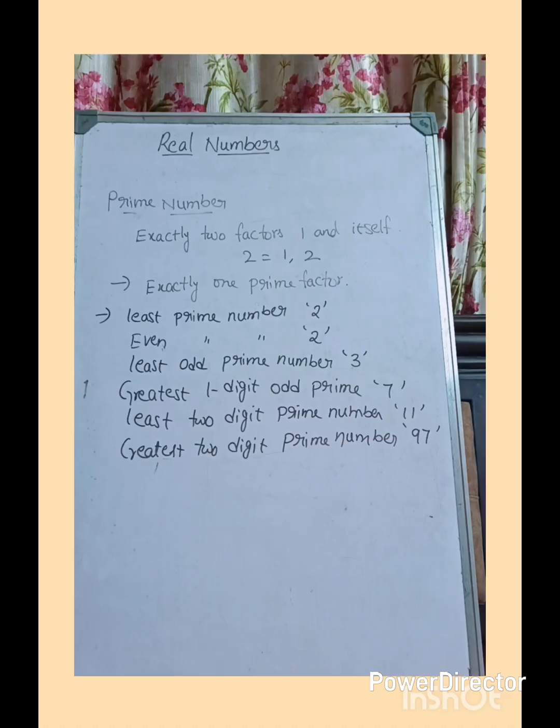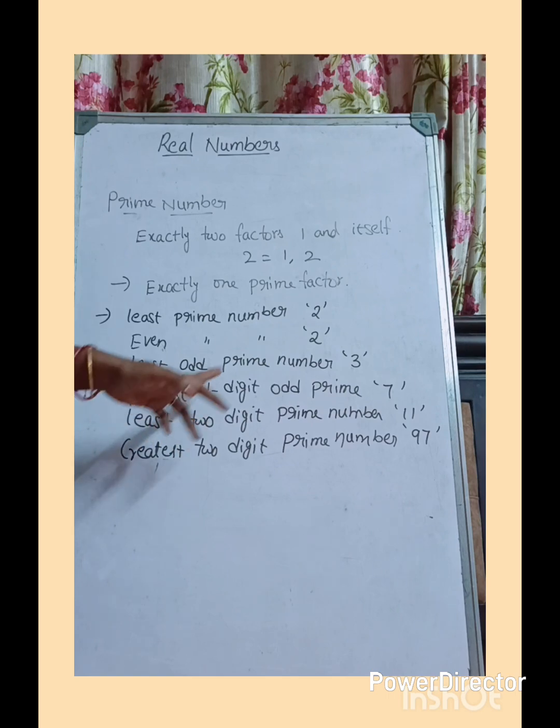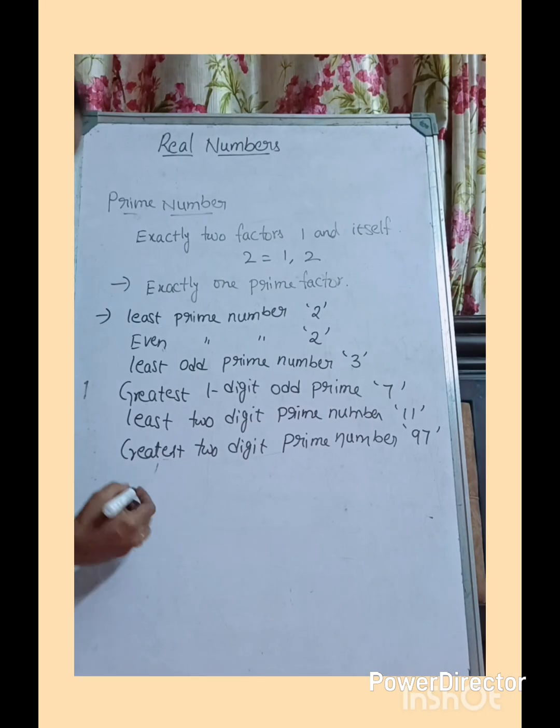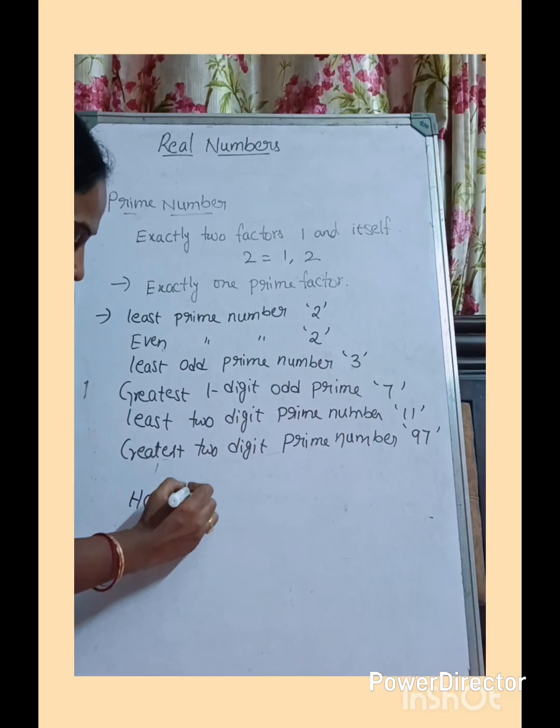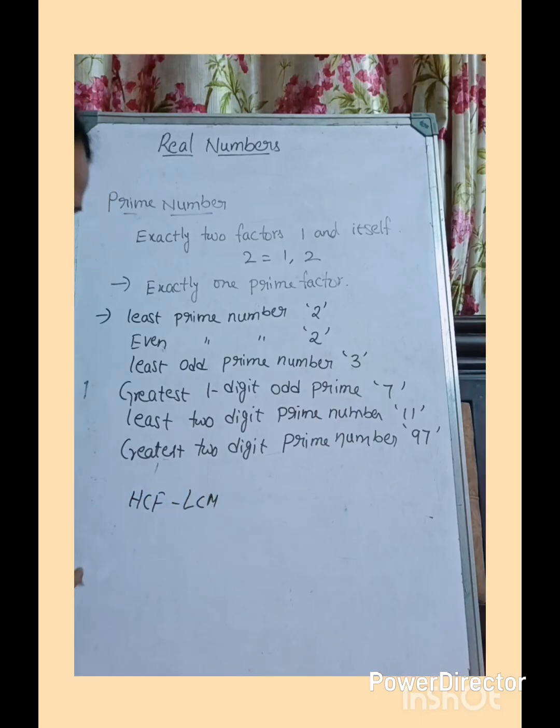And one more question. What is the HCF of the least odd prime number and the greatest 1 digit odd prime number? The least odd prime number is 3, and the greatest 1 digit odd prime number is 7. So the HCF of 3, 7 is what? 1. Like that they can ask to find the HCF, or the subtraction of HCF minus LCM, LCM minus HCF. Like that they can ask the questions here.